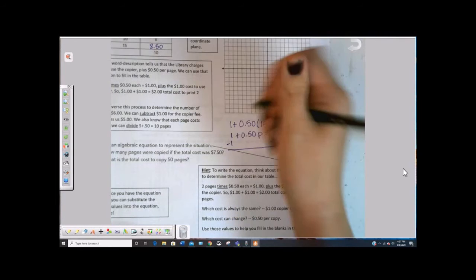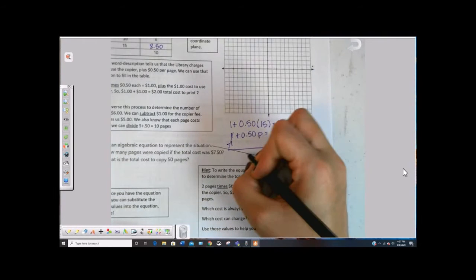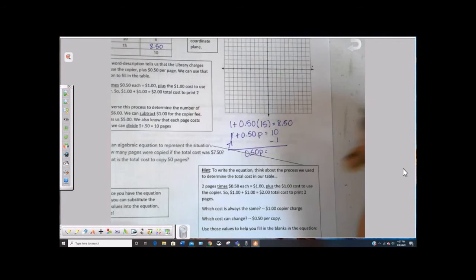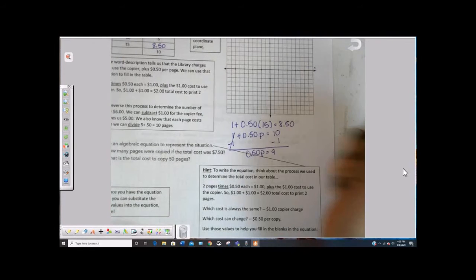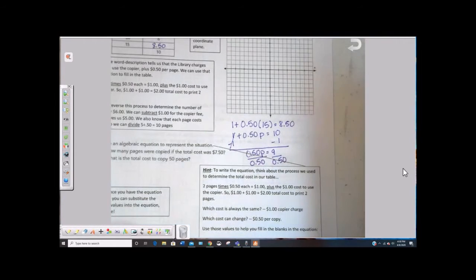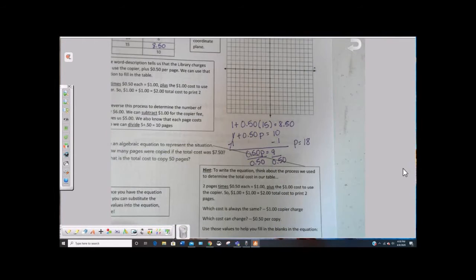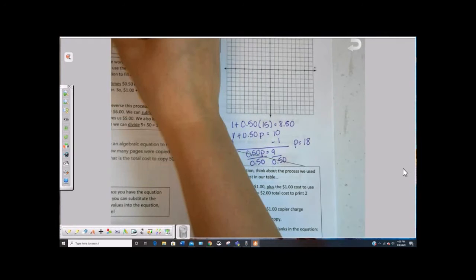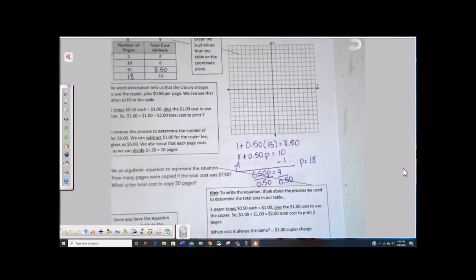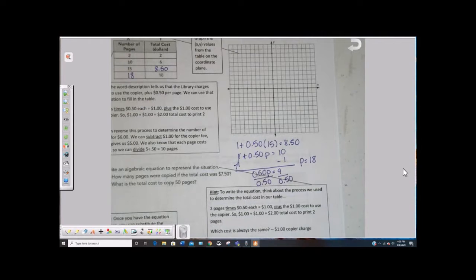So 1 minus 1 we know is 0, so that goes away, and we bring down our 50 cent P equals. Now we have 10 minus 1, which is 9. Then we divide by 50 cents on each side, and we find out P equals 18. So it is 18 pages for $10. We're going to do this multiple times, so if this doesn't make sense right now, I apologize. I'm trying to figure out how to word this as well as possible.